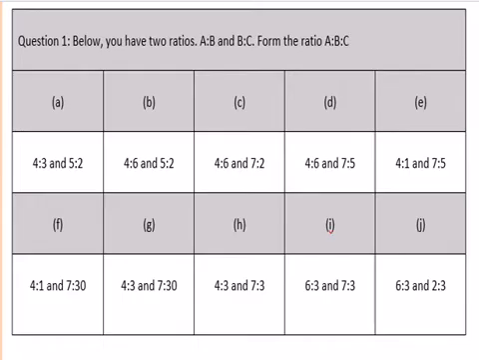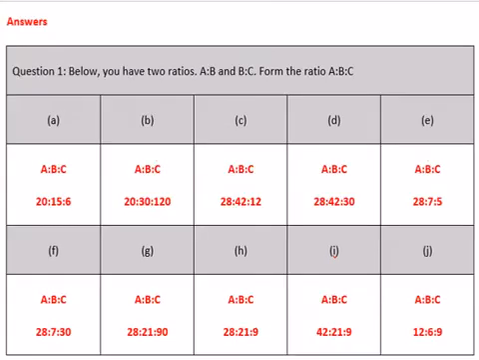Okay, so question 1 says, below you have two ratios, A to B and B to C. Form the ratio A to B to C. So pause the video here, there's 10 questions, I reckon about 10 minutes, and you can work through those 10. I'll give the answers in a moment, so make sure you work your hardest through this and have a green pen ready. And there are your 10 answers, so please pause the video here while you mark those answers.